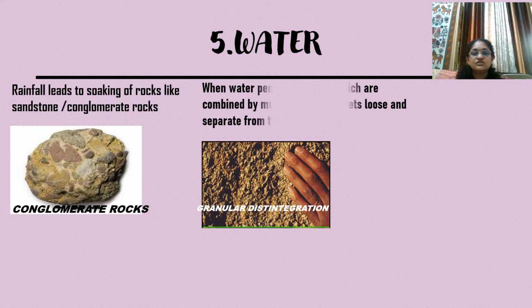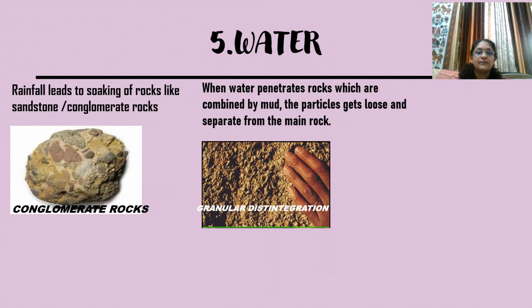Now granular disintegration is when water penetrates rocks which are combined by mud, and the particles get loose and separate from the main rock. That means from this main rock, the conglomerate rock, which has a lot of sand and small rocks, when water seeps inside the rock, the particles get loosened and separated, and then ultimately it forms into these tiny particles. That means sand is washed away and only the tiny rocks remain. So that is called granular disintegration. Now this happens because of water, that is the rainwater which we receive from the rainfall.